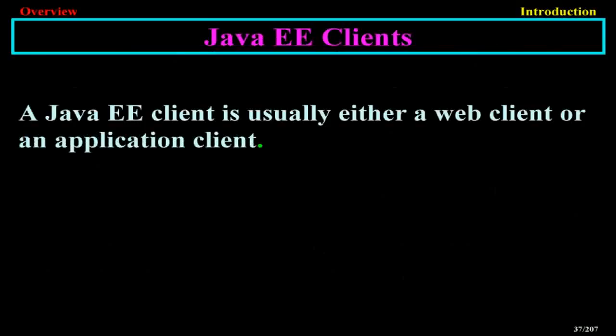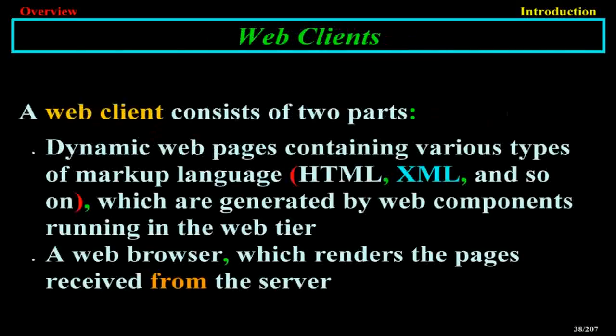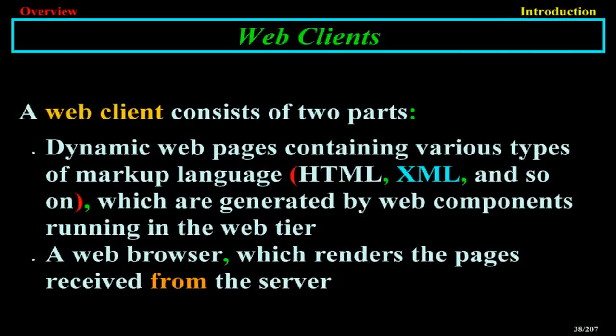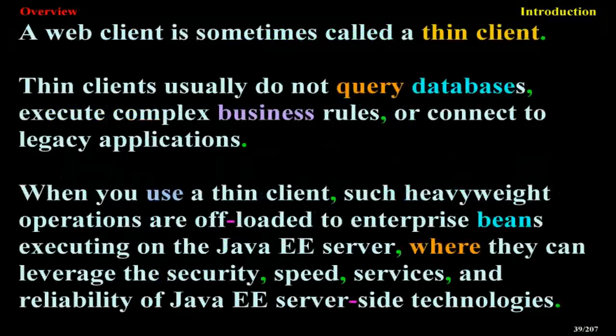Java EE clients. A Java EE client is usually either a web client or an application client. Web clients. A web client consists of two parts: dynamic web pages containing various types of markup language (HTML, XML, and so on), which are generated by web components running in the web tier, and a web browser, which renders the pages received from the server. A web client is sometimes called a thin client.